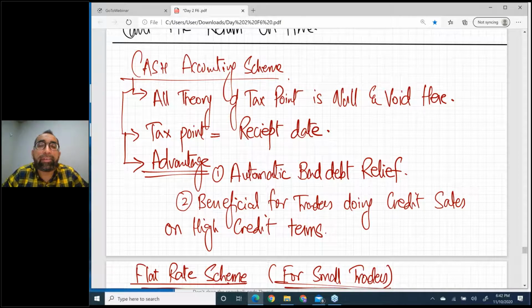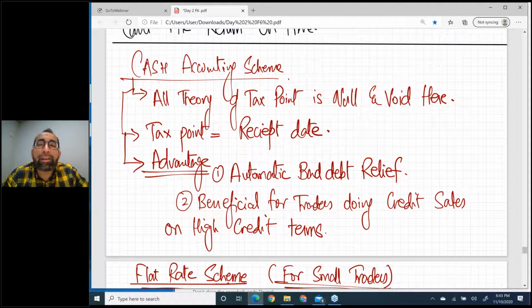Number one, automatic bad debt relief. I hope I'm teaching students right now. Next month is your paper, so you have studied something. Definitely you have studied a lot. There is a topic which is called bad debt relief. In normal circumstances, even when you don't use cash accounting scheme, still you get bad debt relief.